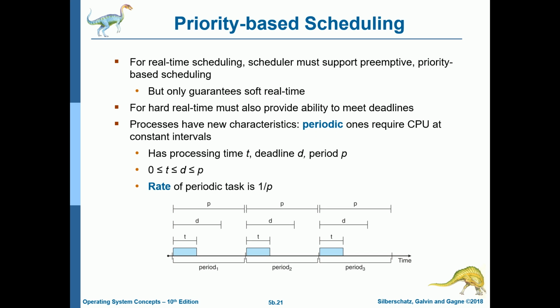The relationship of the processing time, the deadline, and the period can be expressed as 0 is less than or equal to T, which is less than or equal to D, which has to be less than or equal to P. The rate of a periodic task is 1 over P. Schedulers can take advantage of these characteristics and assign priorities according to the process's deadline or the rate requirements.